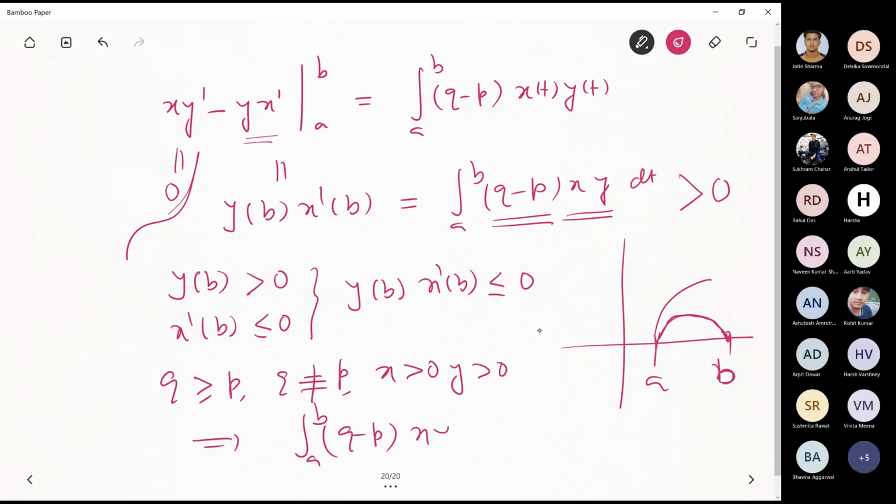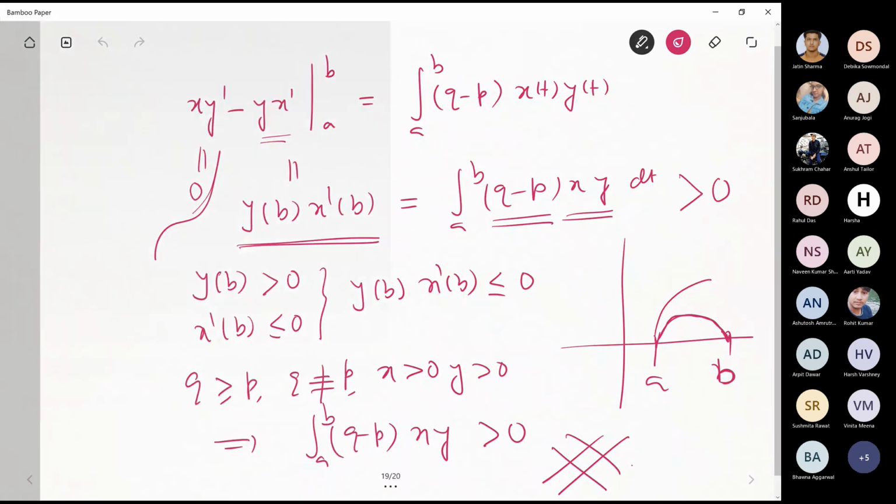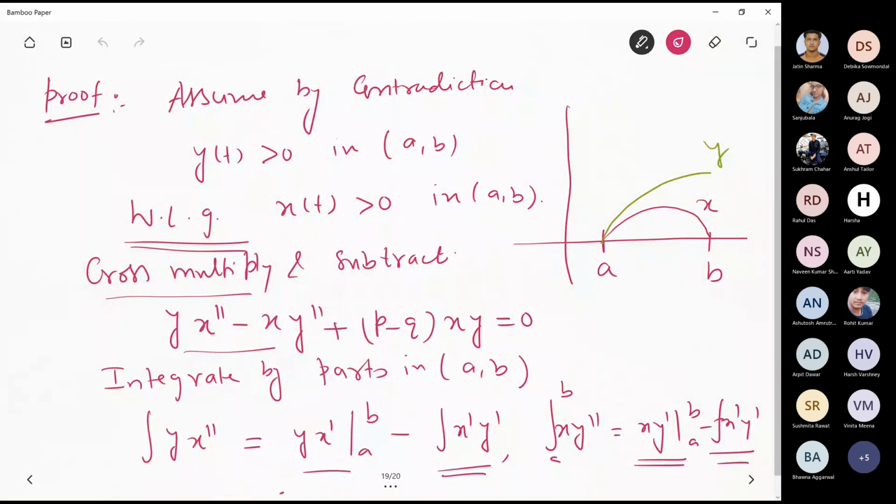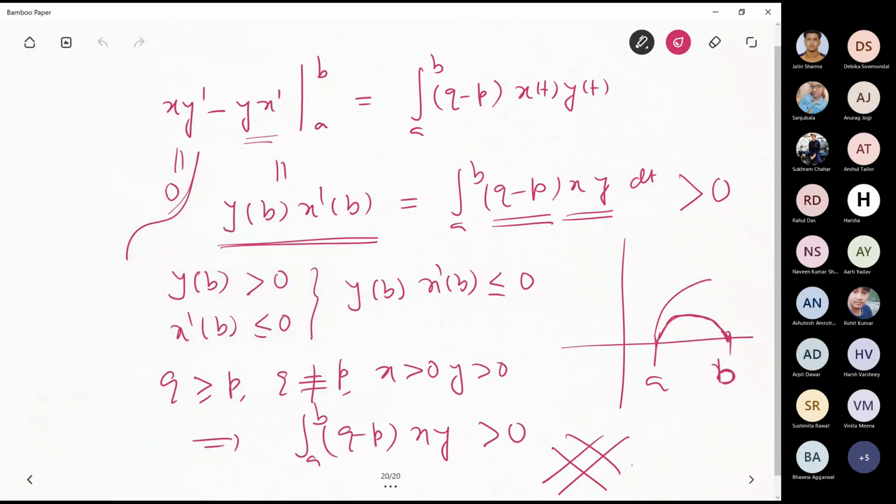So this is not possible, right? So this is a contradiction. Okay, because the left hand side is non-positive and the right hand side is strictly positive. So this cannot happen. So therefore, as the coefficients become larger and larger, the number of zeros of the function solution increases. Okay, so that is the theme of this Sturm's comparison.